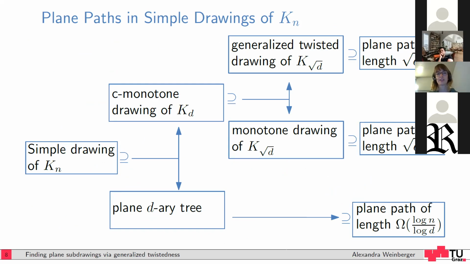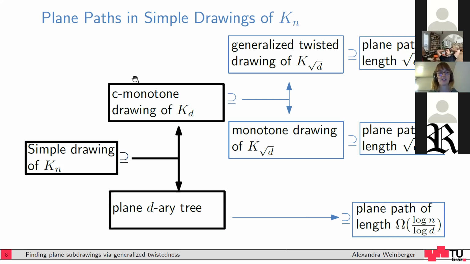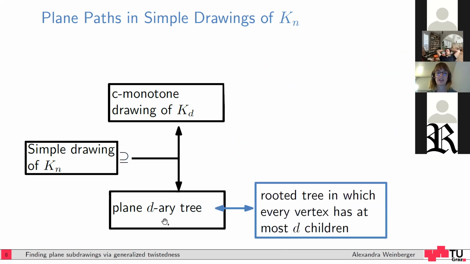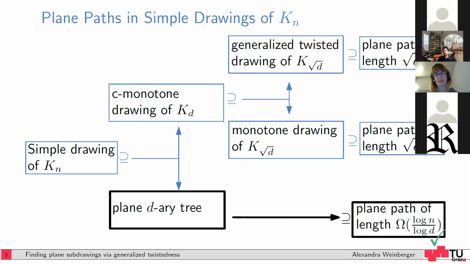What we are going to do as an overview is that we start with a simple drawing of the complete graph and show first that it contains either a C-monotone drawing of the complete graph on D vertices, as long as D is smaller than M, or a plane d-ary tree on these vertices, where a d-ary tree is a rooted tree in which every vertex has at most D children. And of d-ary trees, it's known and easy to calculate that they always contain paths of length omega of log n over log D. And since our d-ary tree is already plane, also our path is plane.